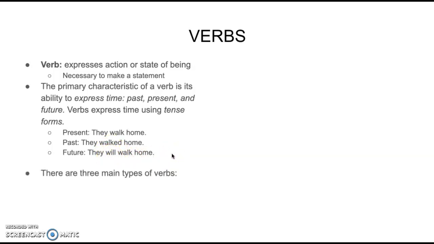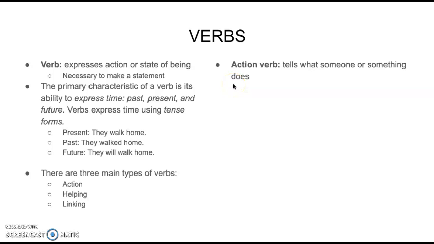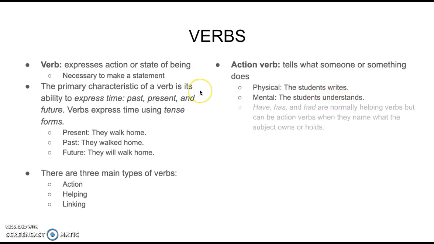There are three main types of verbs. You've got action, you've got helping, and you've got linking. An action verb tells what someone or something does. It's an action. There are physical actions and mental actions. For example, the student writes is physical, whereas the student understands is a mental action.